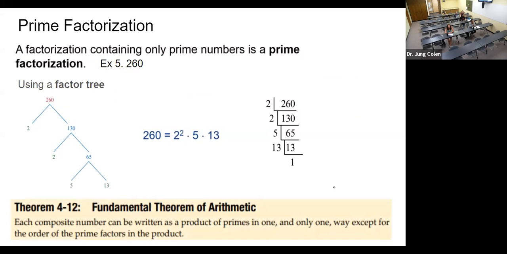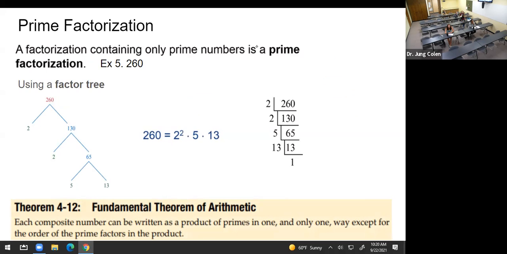So we have one way to write 260 using prime factors. We call this the fundamental theorem of arithmetic. Can we read this out loud together? What does that say? What's the fundamental theorem of arithmetic? Ready? Set? Read. Each composite number can be written as a product of primes in one and only one way, except for the order of prime factors in the product. Okay, so there's only one way to write the prime factors.